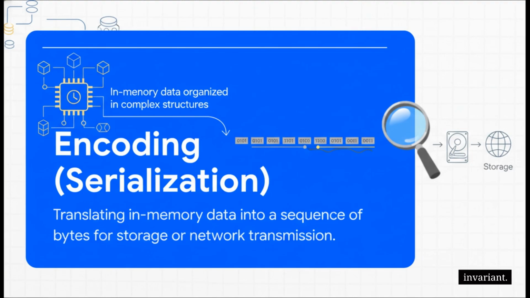See, inside your application's memory, data lives in these rich, complex structures that are perfect for the CPU to work with. But to send that data literally anywhere else, it has to be translated into a flat, simple sequence of bytes. That's encoding, or as it's also called, serialization. And the reverse process, turning that sequence of bytes back into useful structures in memory, that's decoding, or deserialization.